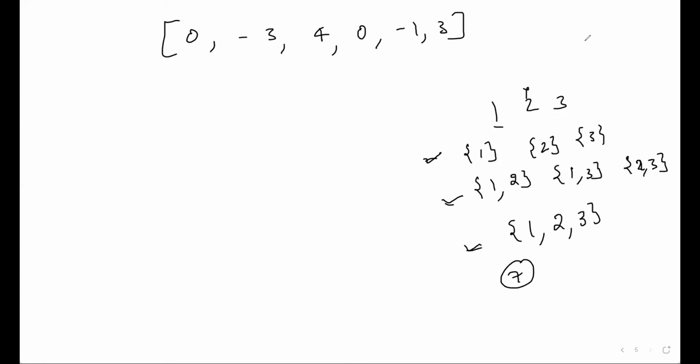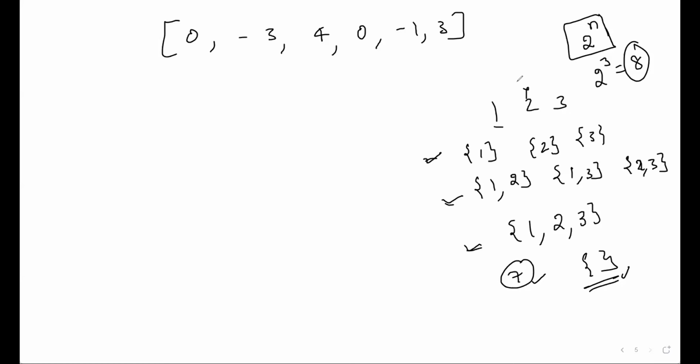Okay, but according to the formula, we have 2 to the power n subsequences. N is 3, so 2 to the power 3 is 8. I'm getting 7. But I told you there is one empty subsequence. So now the total number of subsequences is 8.